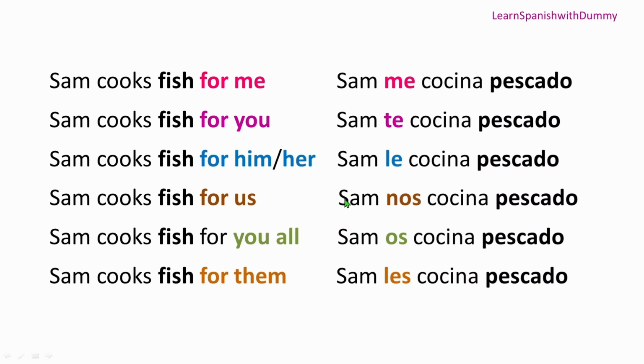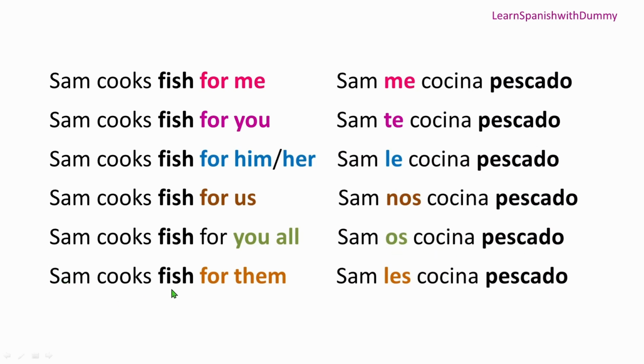Alright, now it says "Sam nos cocina pescado." Here, nos means "for us," which we have learned, right? Sam cooks fish for you all. That'll be "Sam os cocina pescado." Sam os, which is "you all," and cocina pescado.